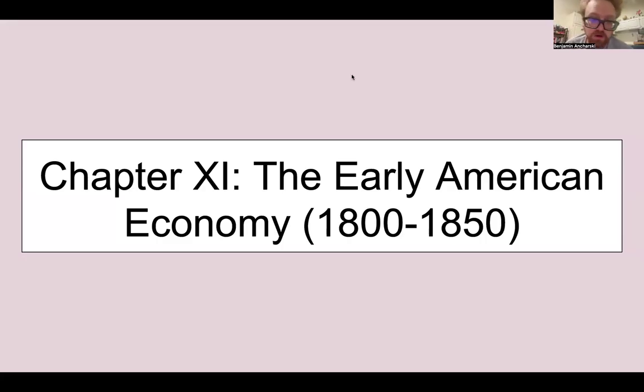Here we go. This is our next chapter, Chapter 11, the Early American Economy. In this chapter, we're going to take a look at, well, it says in the name right there, the early American economy, but what specifically is going on during this early 1800s period? It relates to the idea of growing national unity, but also to the idea of growing sectionalism in the United States, especially between the North and the South. Let's take a look at the early American economy.